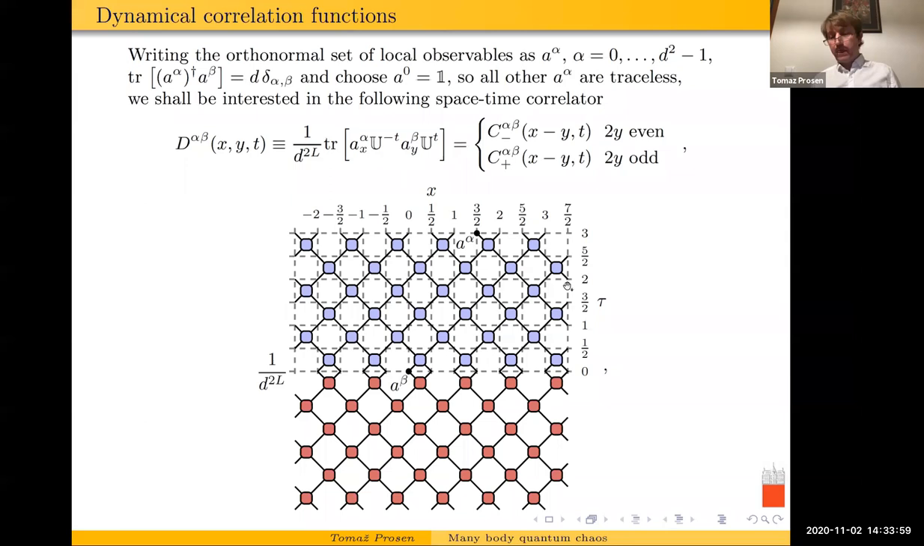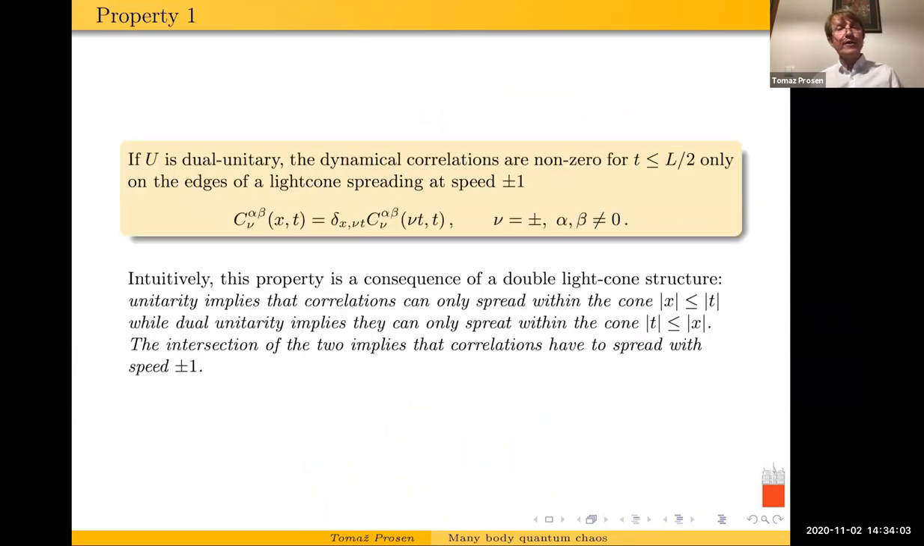And the statement I want to make, without now going into any details of the proof, is that this correlation function is actually non-zero only when the displacement in space is equal to time. So that is, it's only different from zero along the light rays, which move with speed one or minus one, depending on the parity of the site I start from.